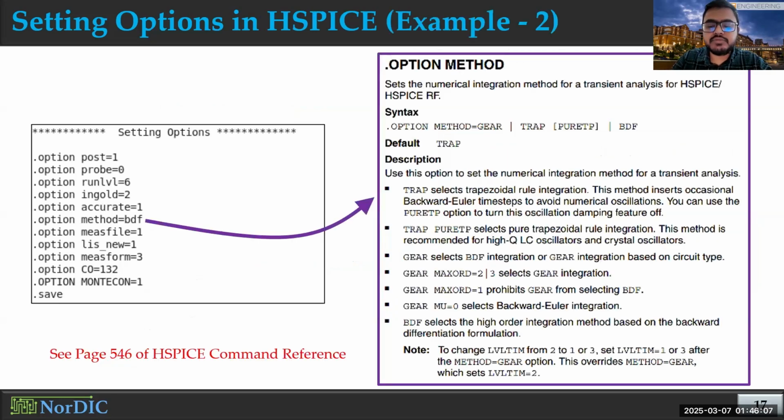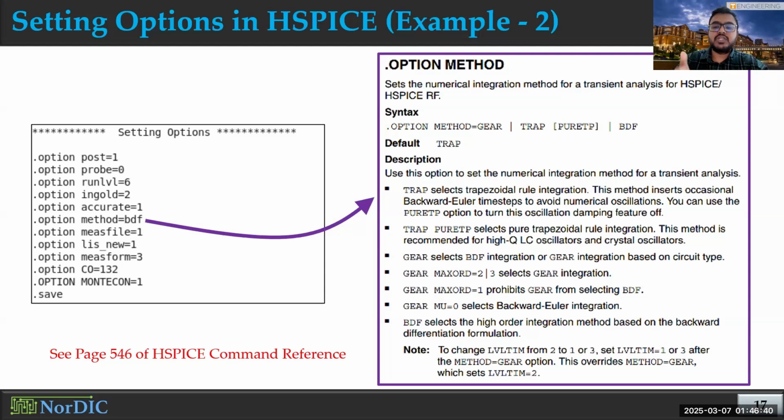Then you have this method option. Here we tell HSPICE the numerical integration method that we want to use for the transient analysis. You have three different options: trap, gear, or BDF. These are the three methods available. If you put method equal trap, that selects the trapezoidal rule integration method, which is typically used for LC oscillators and some analog circuits. If you simulate some of those circuits, you can use method equal trap.